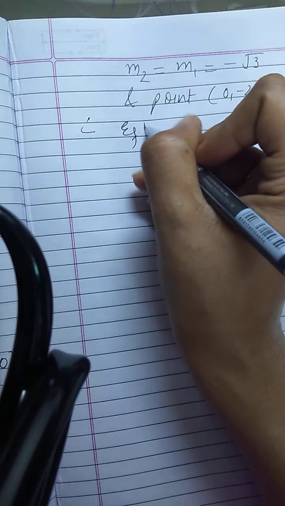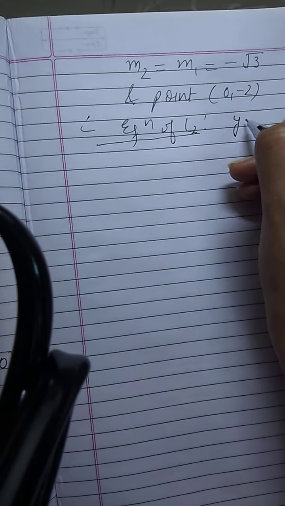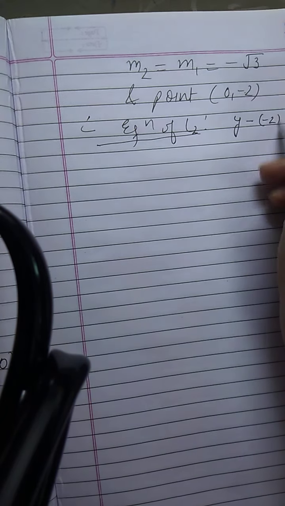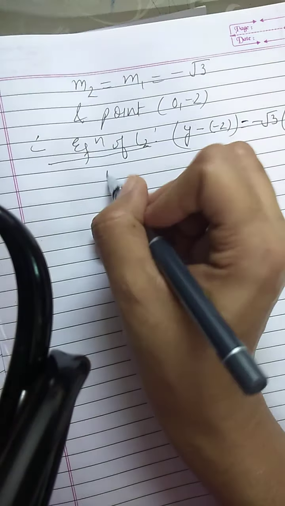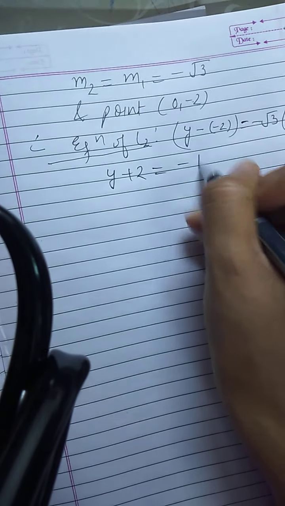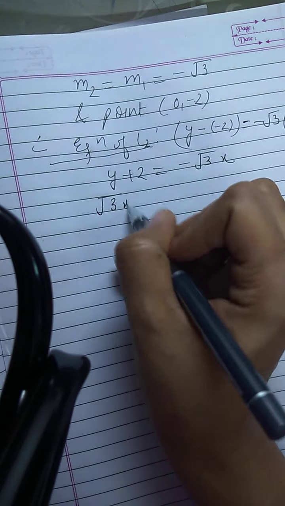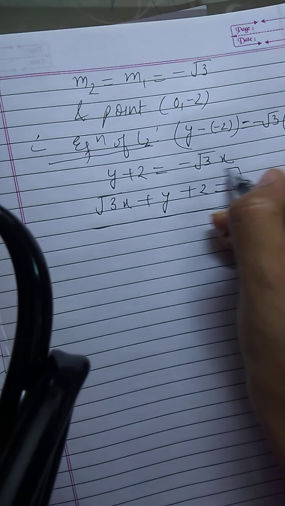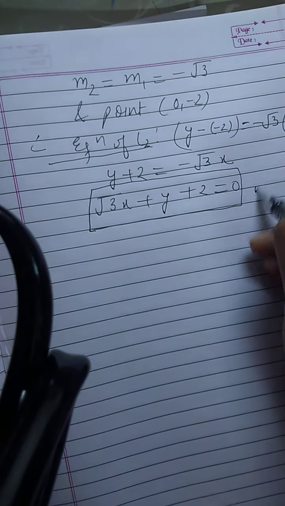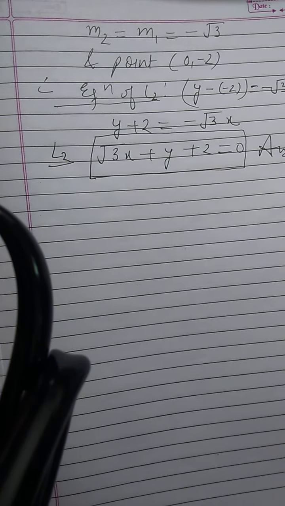Therefore, what will be the equation of L2? It will be y - y1 equals the same slope, -√3, into (x - x1). So we have y + 2 = -√3x. That means √3x + y + 2 = 0. This will be the equation of the second line, so this is L2. Both the lines we have calculated, right?